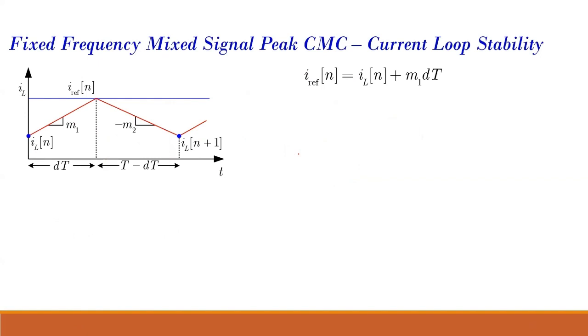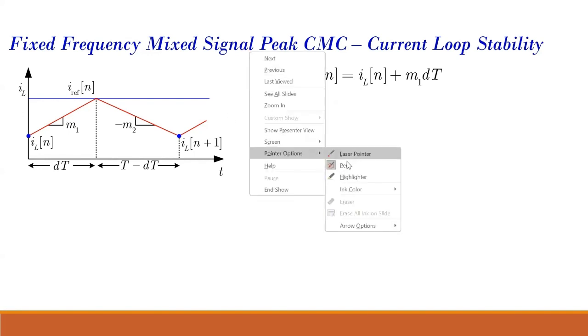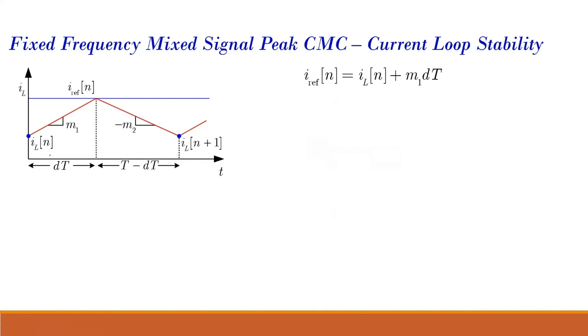So this is the waveform for mixed signal peak control. We want to discuss its stability. It is fixed frequency, and the reference is virtually analog, because the current loop is analog since it is mixed signal. In mixed signal, my voltage loop is digital, but my current loop is analog. And because it is analog, my reference value is fixed.